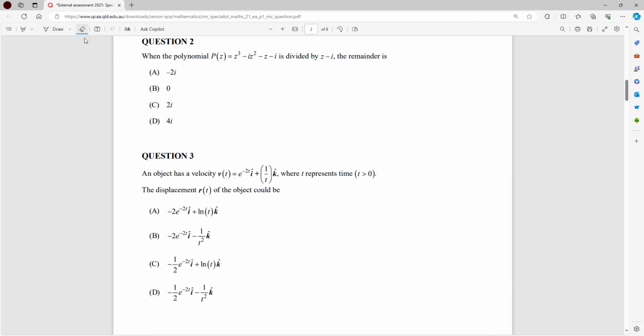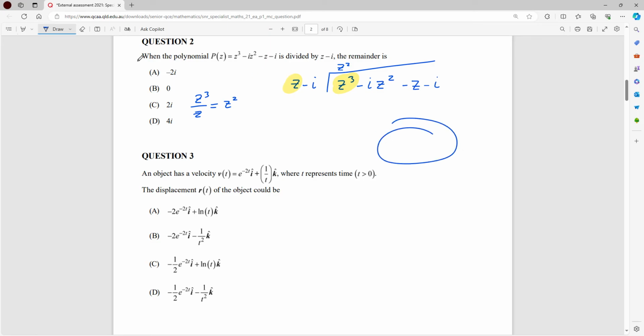What you can do is long division on this if you want to. So you go z minus i divided into z cubed minus i z squared minus z minus i. Step 1 is just long division. It's going to be this term divided by this term. So z cubed divided by z gives you z squared, and you can put that up the top. We don't care about the result up here. We're only going to care about the remainder.